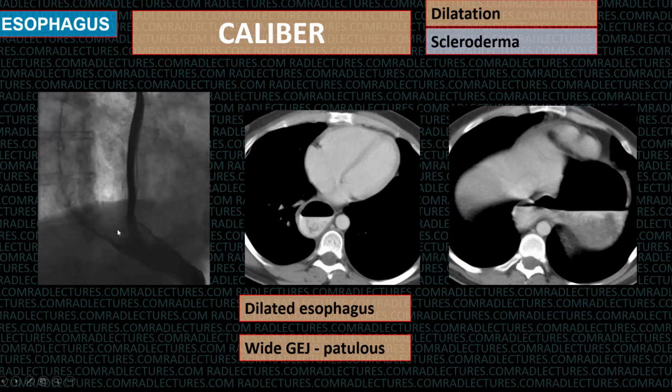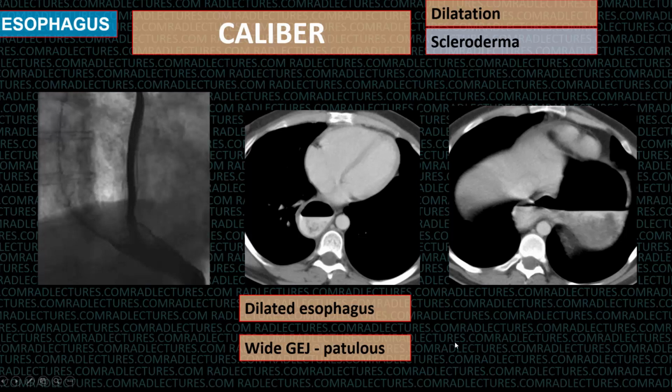So this is on a fluoroscopic study. This is on CT. Again, you see a very big, wide, dilated esophagus. And as we come down, there is no tone in the lower esophageal sphincter. This is very typical of scleroderma. Whereas in achalasia, you will find dilated esophagus, but narrow gastroesophageal junction.